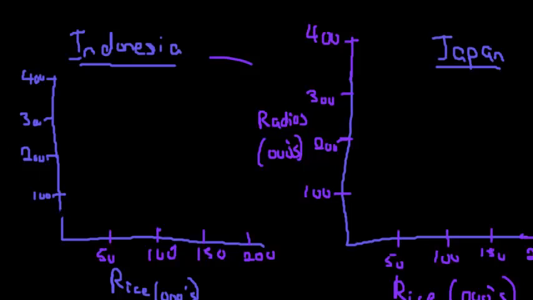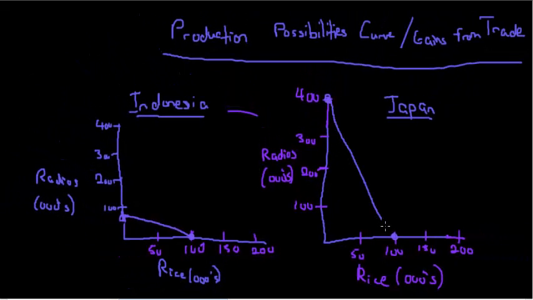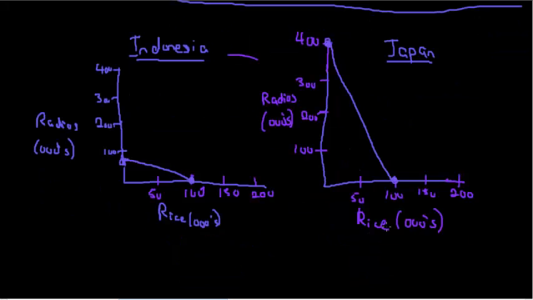So Indonesia can produce right about here 50,000 radios with all of its resources. Or it can produce at most 100,000 pounds of rice. So that would be right about here. So this would be Indonesia's production possibilities curve. Now let's go to Japan. So let's say Japan can produce at most 400,000 radios. So that would be up here. And it can produce at most 100,000 pounds of rice with all of its resources. So the production possibilities curve would be drawn from 400,000 to 100,000, so it would look like that.